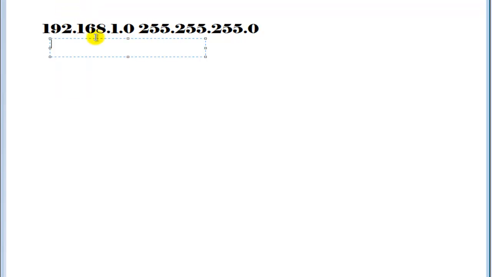So for instance, 255 would be all ones: 1 2 3 4 5 6 7 8, dot, 1 2 3 4 5 6 7 8, dot, 1 2 3 4 5 6 7 8, dot, and then 0 means there's no value, so it's 0 0 0 0 0 0 0 0. That implements this here.